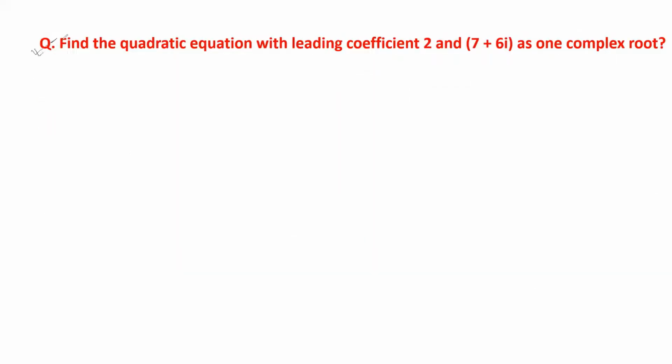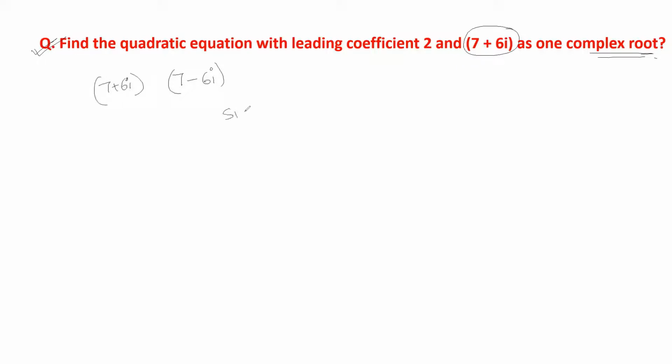Now let us see this question. Find the quadratic equation with leading coefficient 2 and 7 plus 6i as one complex root. Well, one thing we have learned in the previous video is that if one of the roots of a quadratic equation is a complex root, then the other root will be its conjugate pair. So if one of the roots is 7 plus 6i, the other root would be simply 7 minus 6i. So the two roots of the quadratic equation are 7 minus 6i and 7 plus 6i.